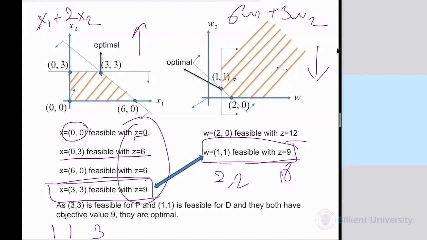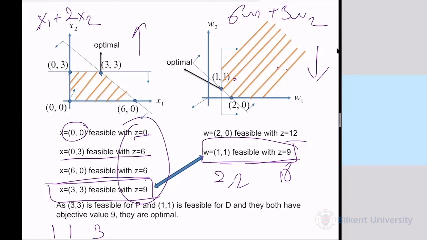This is corollary 1, and we developed it together. When the objective function values are equal at respective points from their own problems, x and w, that means they're optimal. Any questions, from weak duality and corollary 1? Good.